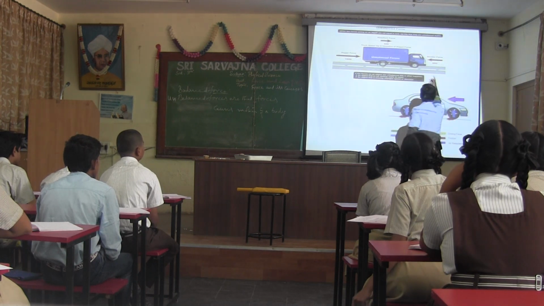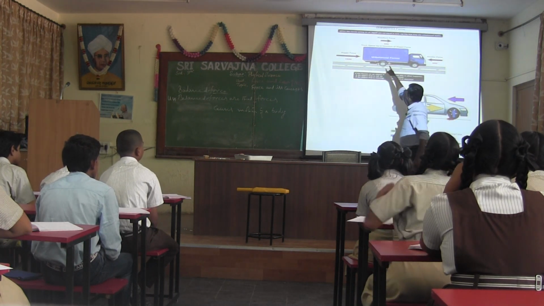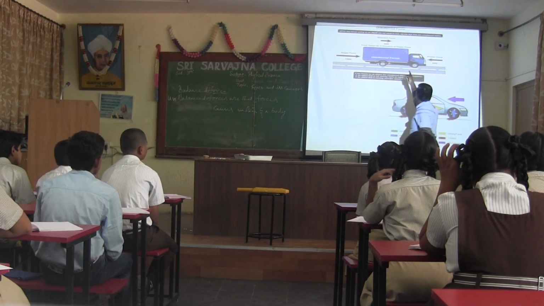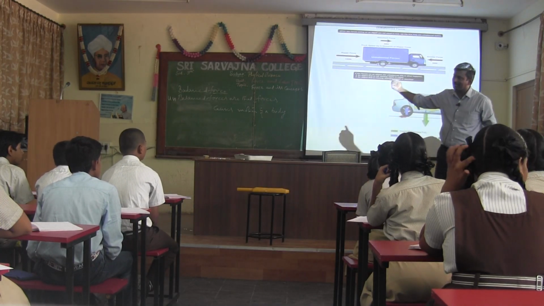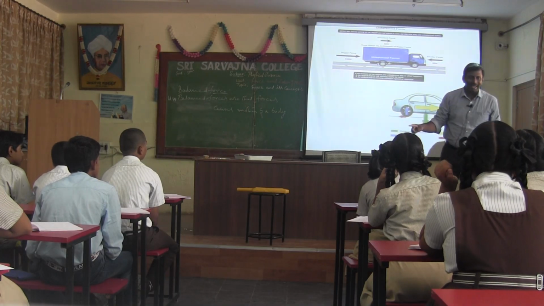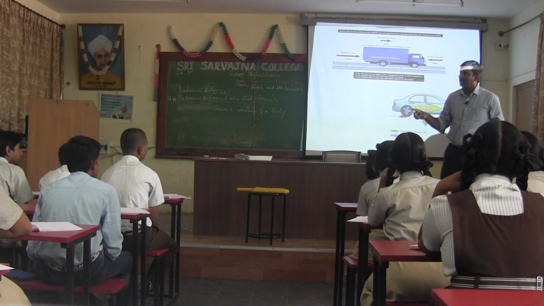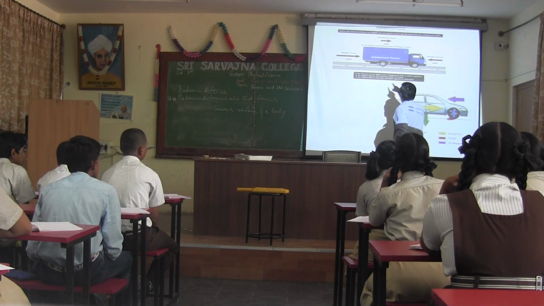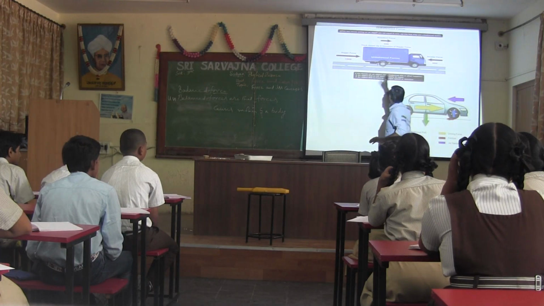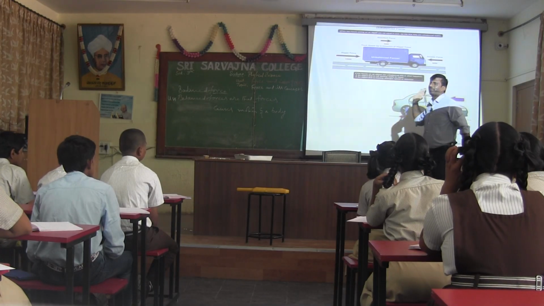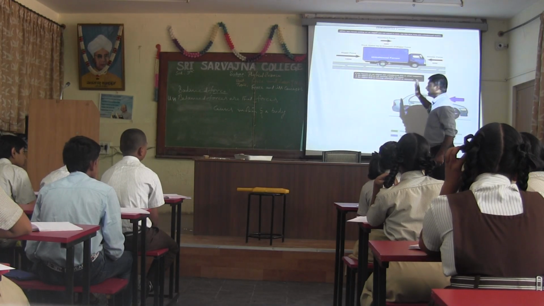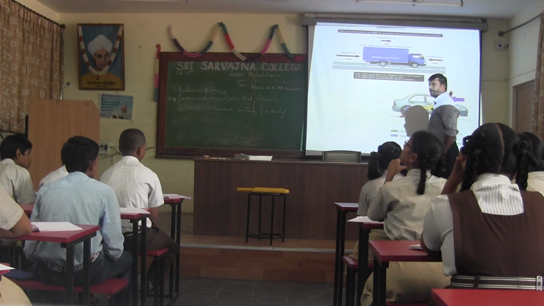That is 60 newtons. Then the total resultant force is 100 minus 60. The net resultant force is 40. Is it balanced or unbalanced? Unbalanced, because of the bigger force. The vehicle's engine force, which is a mechanical force, is more than the frictional force. That is why it is moving on the road.